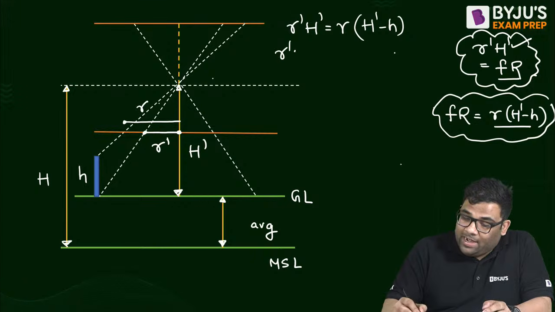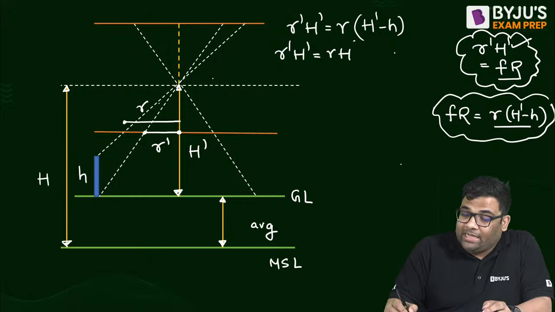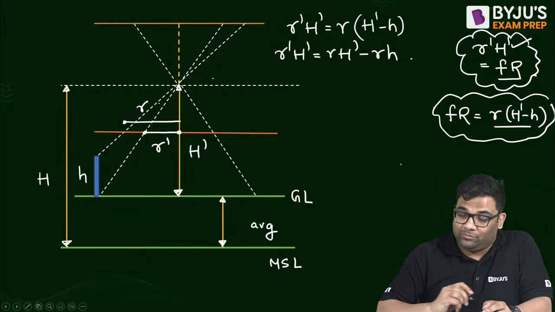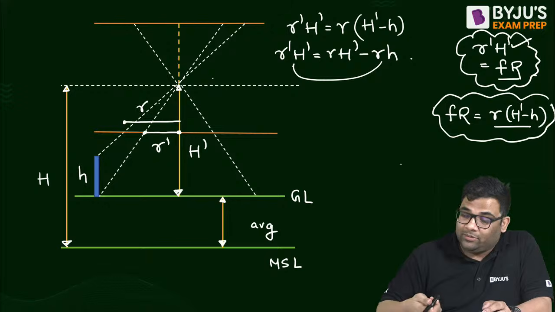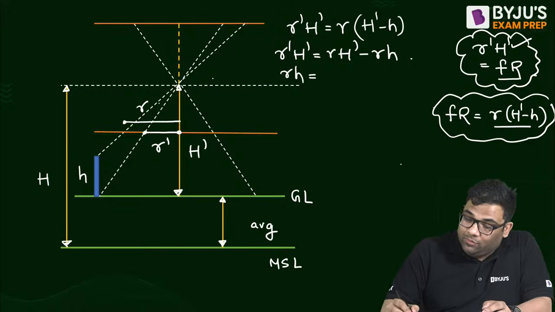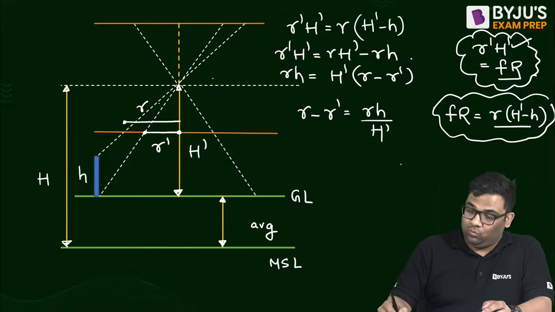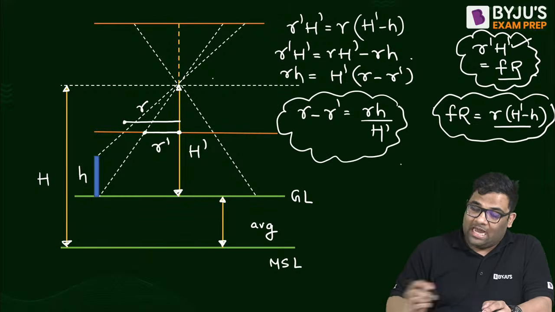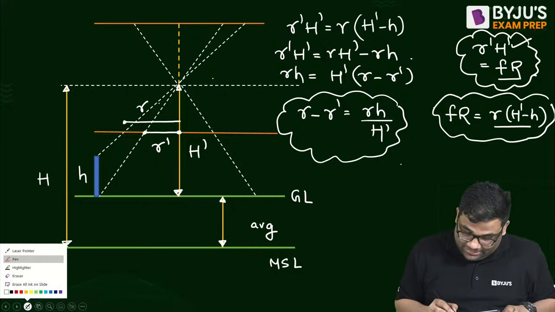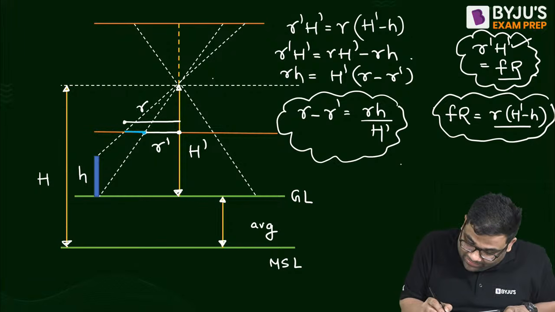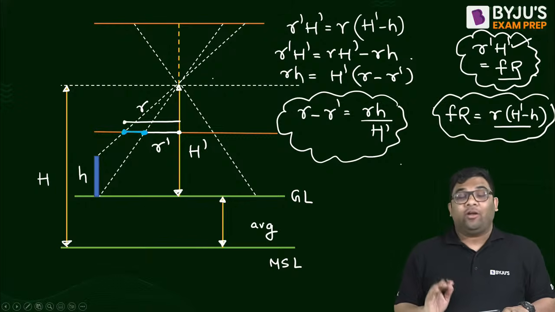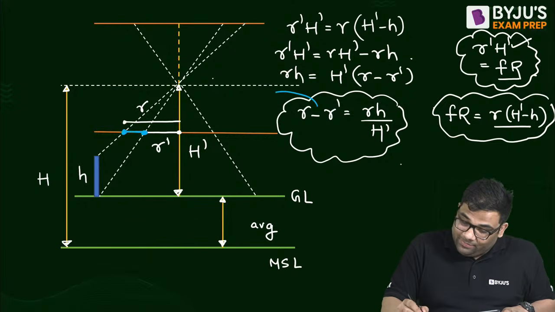So from here I will expand R dash H dash equals R H dash minus R into h, right? I will take this side and interchange. So I will get R h is equal to H dash into R minus R dash. So R minus R dash is equal to R h by H dash. What is this R minus R dash? This is the relief displacement, the projection of the tower on the peak.